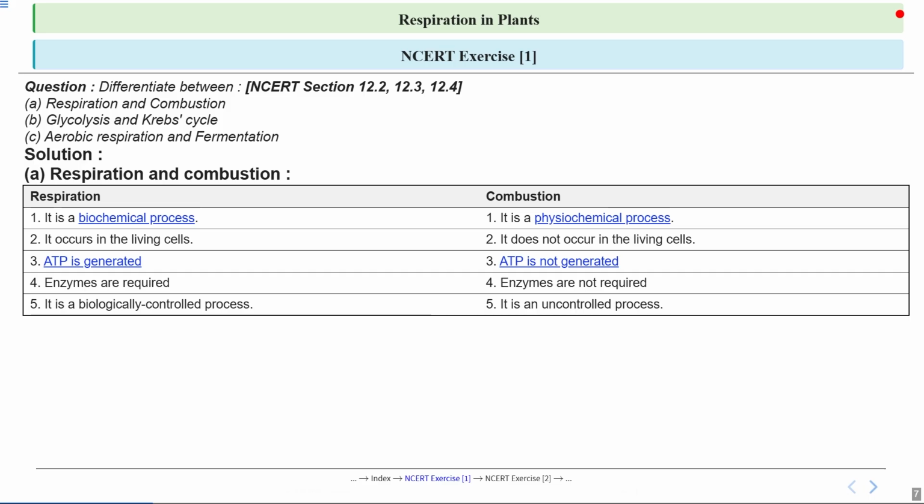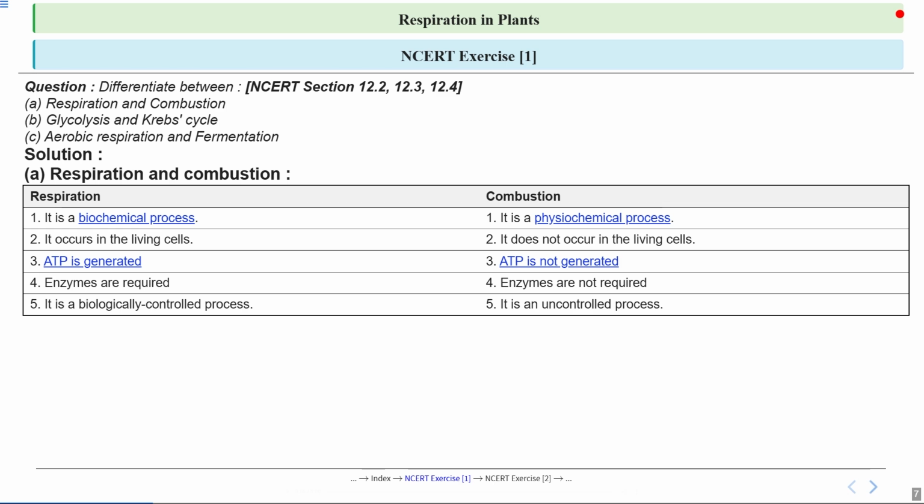Next point, respiration, as I already said, occurs in living cells. It is very important for energy production in the form of ATP. Combustion, on the other hand, does not occur in living cells and does not produce ATP. So in case of combustion, no ATP is generated.